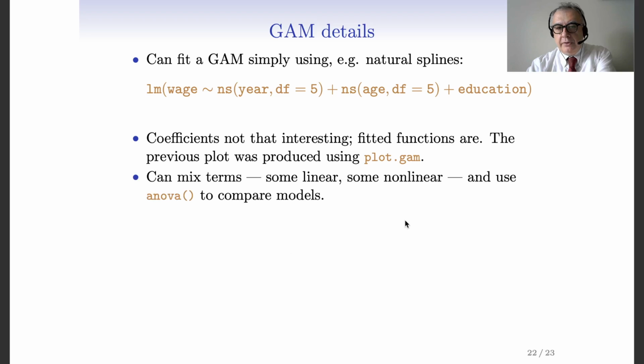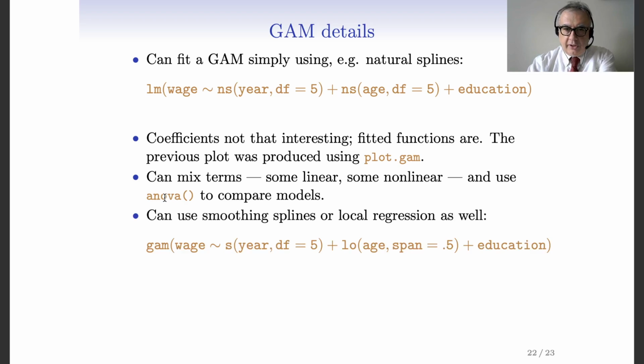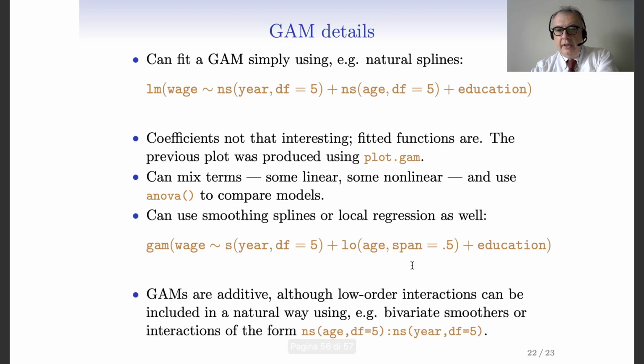You can do a lot of things, in the sense that you can introduce linear terms and nonlinear terms in the same model. You can also use the ANOVA technique for comparing models, but we are not going into these details. You can use as well smoothing splines or local regression such as lowess. So here you could explain wage using a smoothing spline with 5 degrees of freedom, a lowess with span 0.5. This is the parameter that decides what fraction of data you are using for your local regressions. And then here you are using also education.